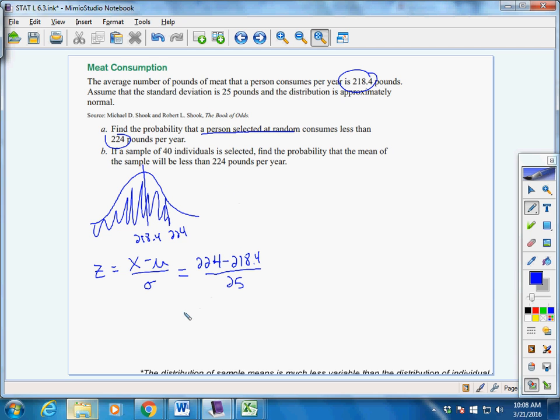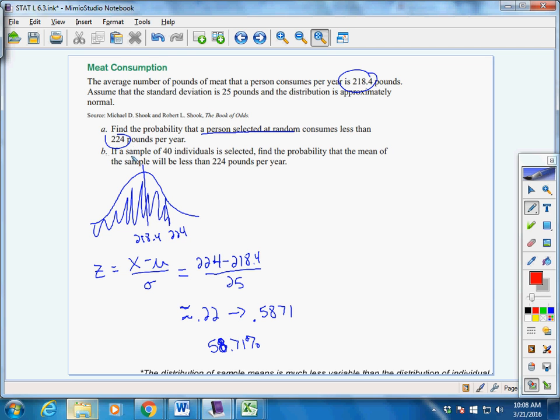When we do all this, it works out to be about 0.22. Then you look on your cumulative standard normal distribution chart, and that works out to be 0.5871, or 58.71%. So the probability that a person selected at random consumes less than that would be about 58.71%. Now look at part B, which is on the last page of your notes. Same problem, just part B.